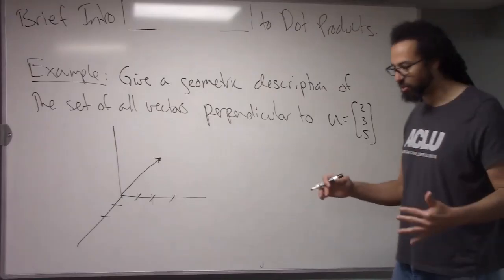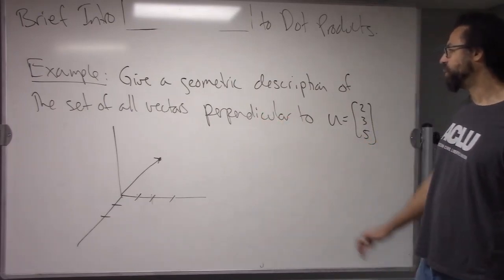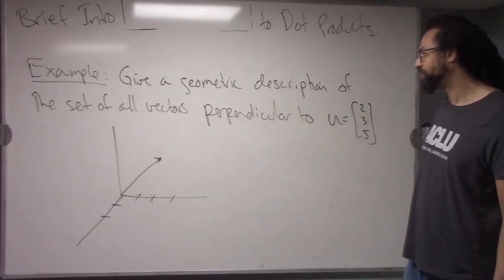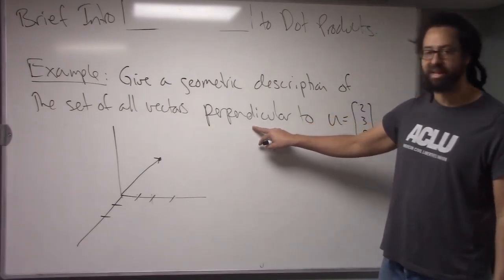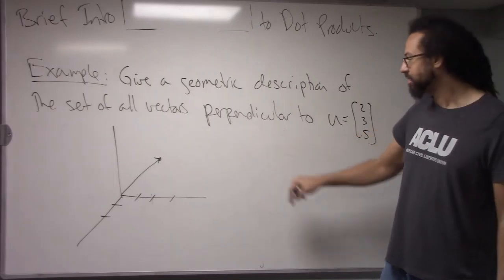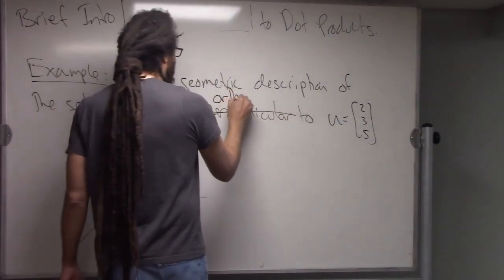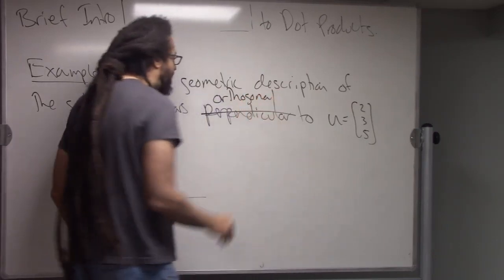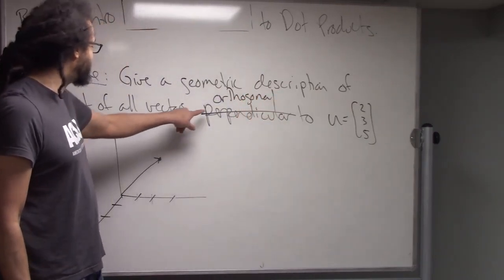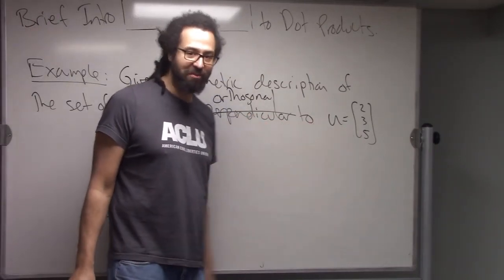The next lecture will be based off these ideas here. So we want to give a geometric description to the set of all vectors that are perpendicular or orthogonal, because I guess we can include the 0 vector. So we want all the vectors in R3 that are orthogonal to this given vector 2, 3, 5.